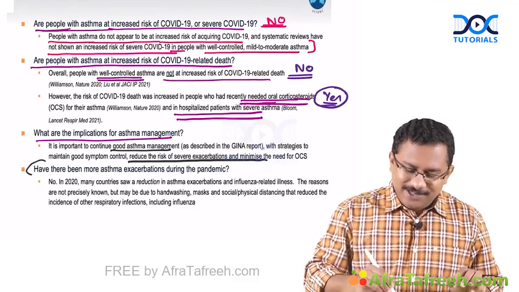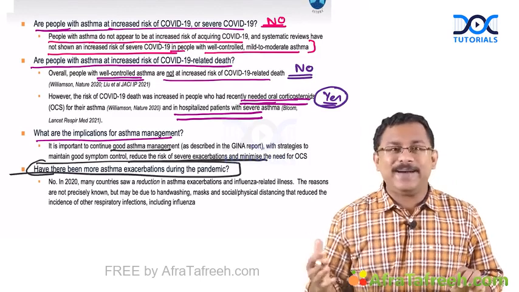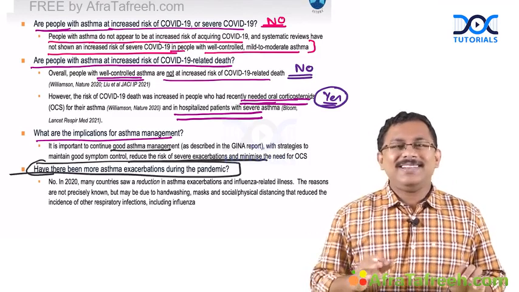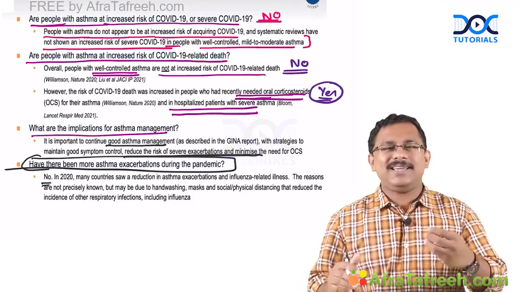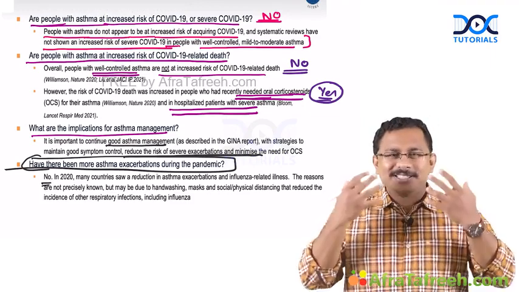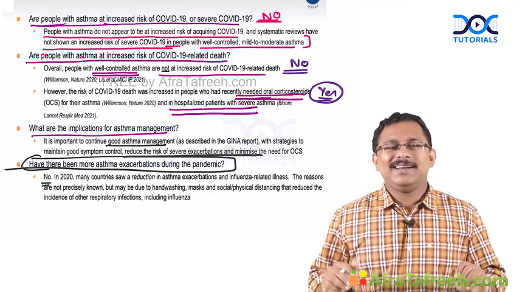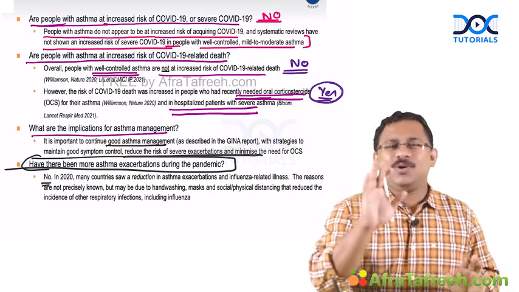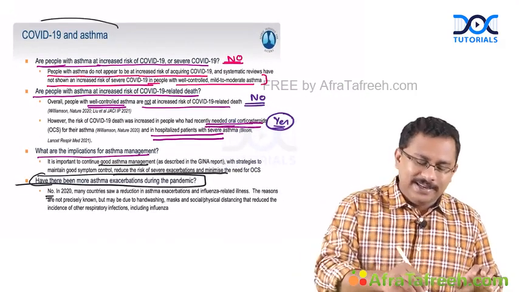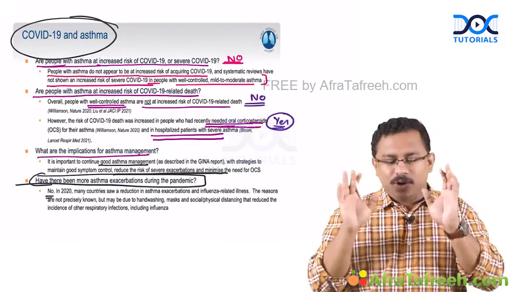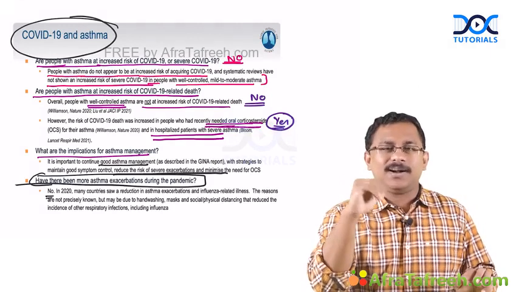Now, an interesting question: has there been more asthma exacerbations during this pandemic? Well, the answer here again is no. The exact reason is not known, but because of masks, physical distancing, and lesser exposure to allergens, there is no definite increase in asthma exacerbations during this period. So in this slide, COVID-19 and asthma, there are a couple of other slides, but what we have learned from this is that as far as possible, try to maintain good asthma control.